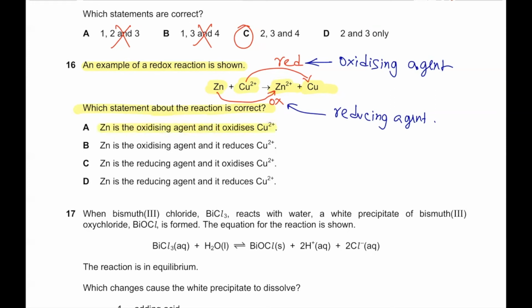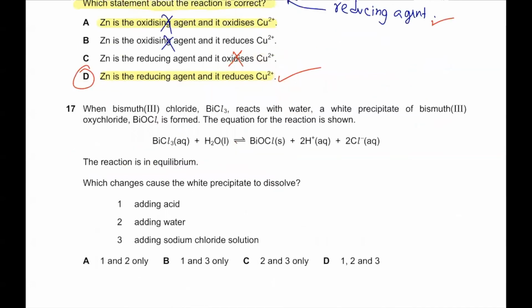Zinc is the oxidizing agent, and it oxidizes copper 2 plus. The question says which statement is correct. By the way, zinc is the reducing agent, so no, zinc is not the oxidizing agent. Yes, zinc is the reducing agent. And it oxidizes copper? No, it doesn't oxidize copper. It reduces copper because it's a reducing agent. So D will be the correct answer. Zinc is the reducing agent and it reduces copper 2 plus. Question 16 is D.